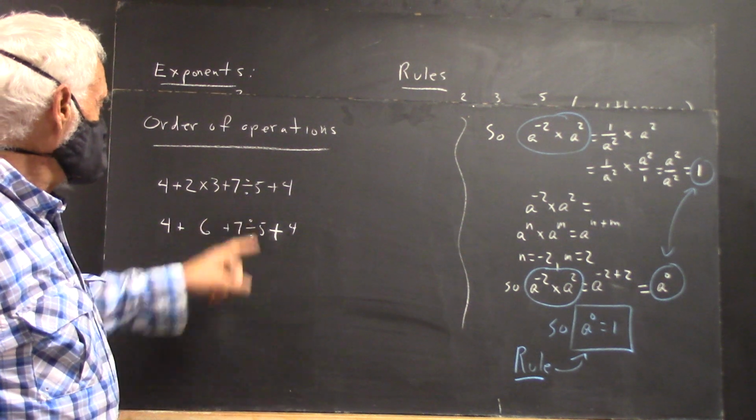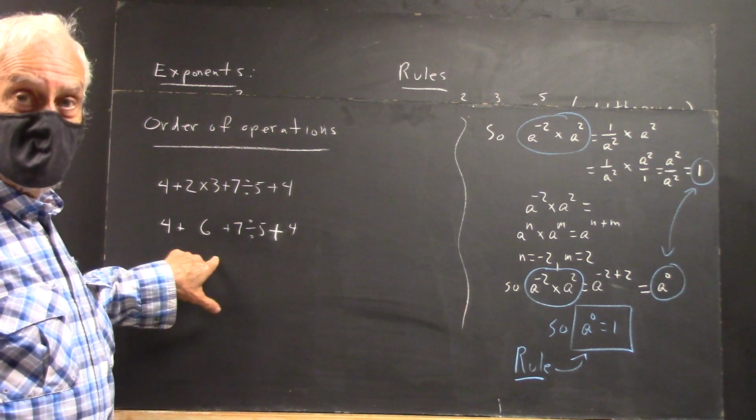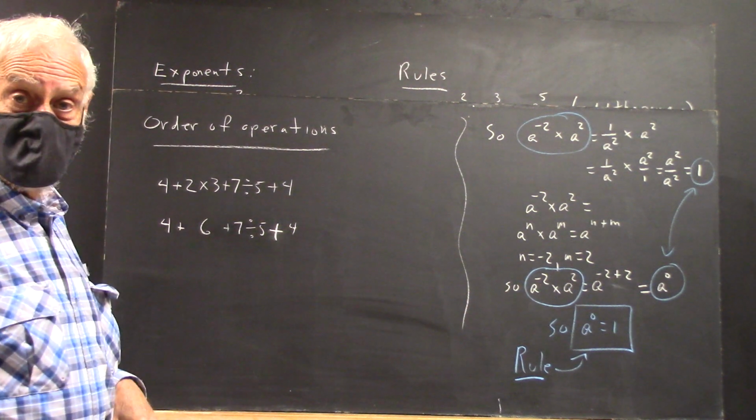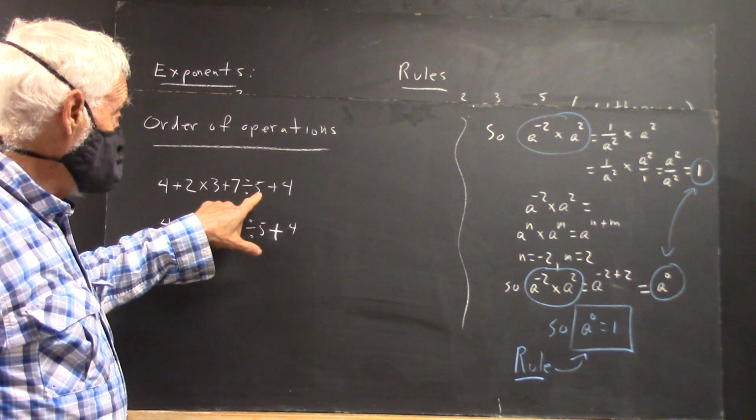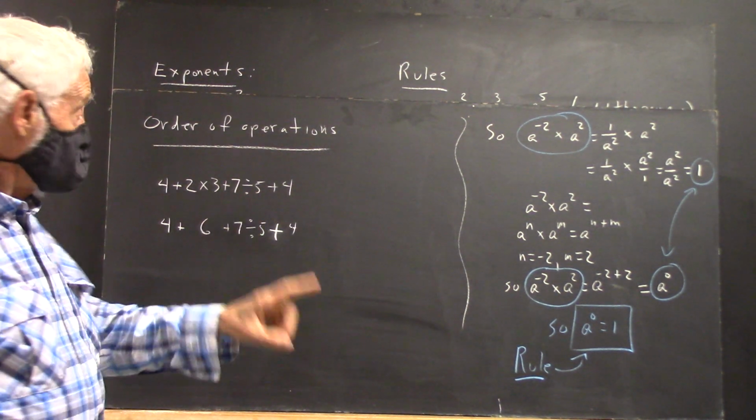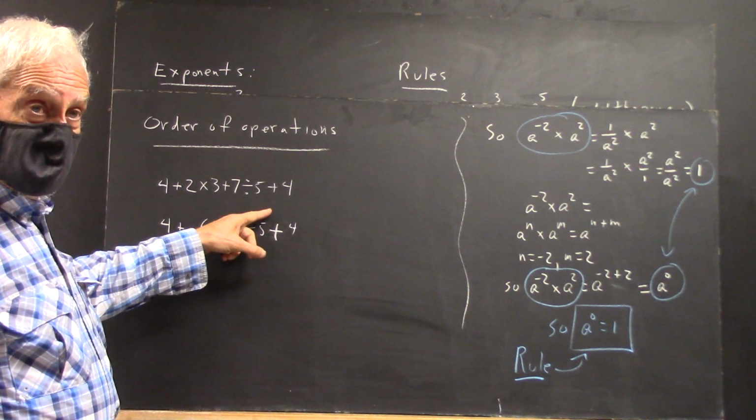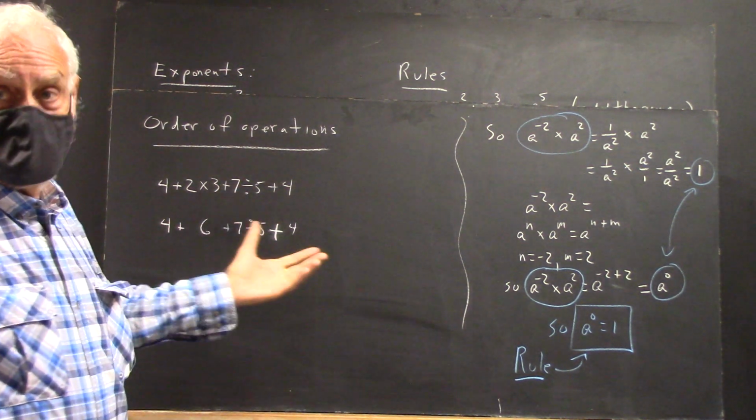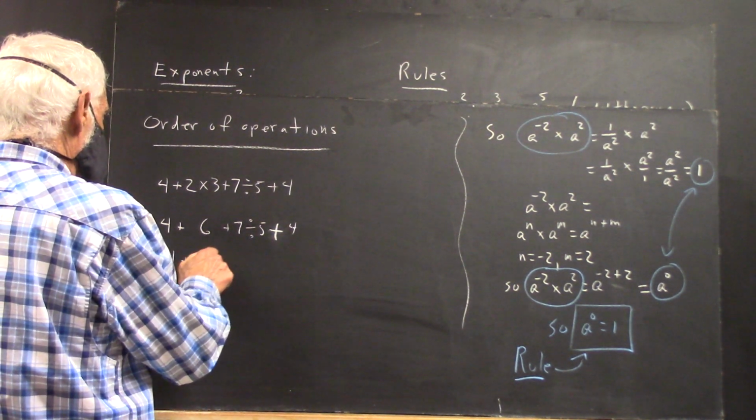You're going to do 3 plus 7? Well, I already used up that 3 by multiplying it by 2, right? So am I going to do 7 divided by 5, or am I going to do 5 plus 4? How many think 7 divided by 5? How many think 5 plus 4? Yeah, you're right. Everybody seems to understand this pretty well. So we got 4 plus 6.